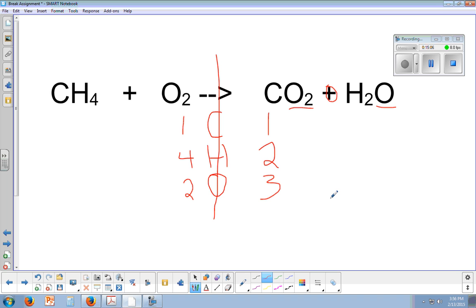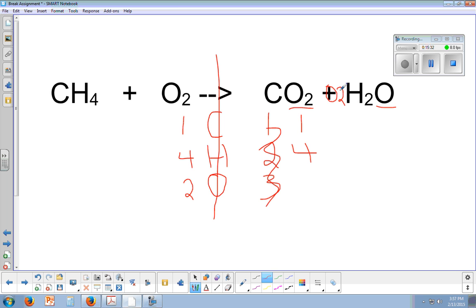Now, in this case, we have hydrogens that are not balanced and oxygen. So we always want to save oxygen for last if possible because it's going to be a pain in the neck. So what I'm going to do is I'm going to try to balance my hydrogens first. So what am I going to multiply 2 by to give me 4? 2. So I'm going to put my 2 in front of my H. 2 times 2 is going to be 4, so this is going to change for me, and that's what I wanted to do. Still 1 carbon, and now let's check our O's.